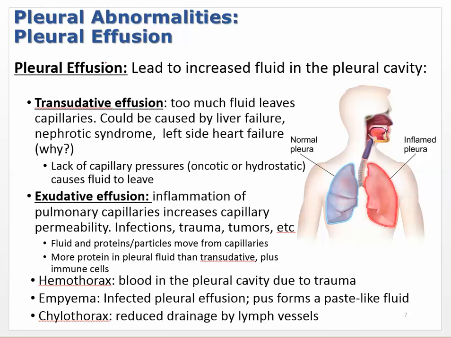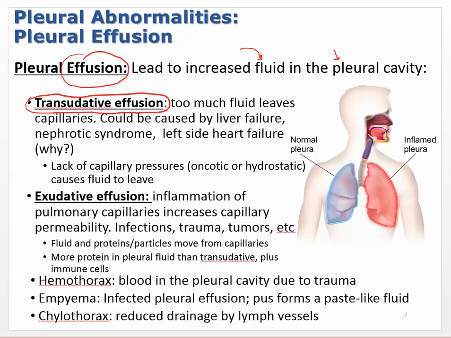But we can get something called an effusion, a pleural effusion, which is going to lead to an increase in the fluid in that pleural cavity. Okay, so that could come from a lot of different sources. An infection could cause it, and then some other things that we'll see. So there's this first one, transudative effusion.